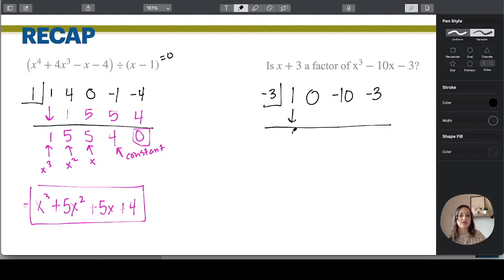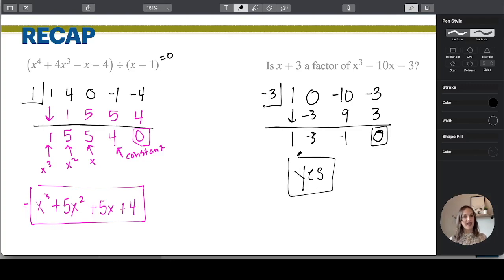Always bring down the first number. It's 1. Negative 3 times 1 is negative 3. Add negative 3. Negative 3 times negative 3 is a positive 9. Add, you get negative 1. Negative 3 times negative 1 is a positive 3. Add, and you get 0. Therefore, since the remainder is 0, your answer is yes. It is a factor.